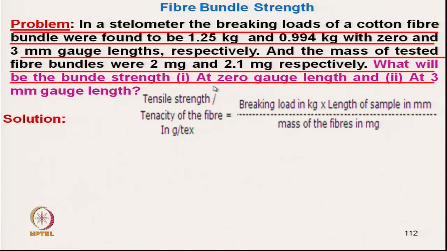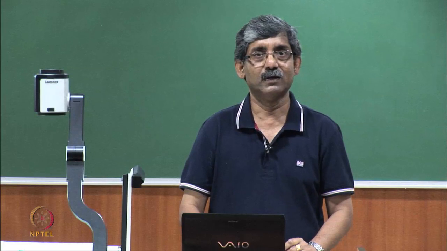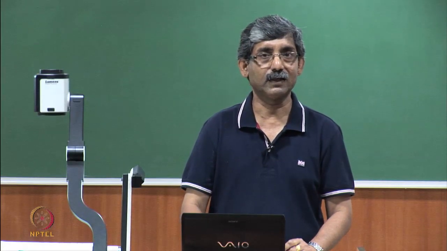The bundle tenacity is the breaking load in kg multiplied by length of the sample in millimeter divided by the mass of the fiber in milligram. This is the standard formula to get the tenacity in terms of gram per tex. Same formula we can use for yarn also, gram per tex, only that the length of the yarn and the mass are required.